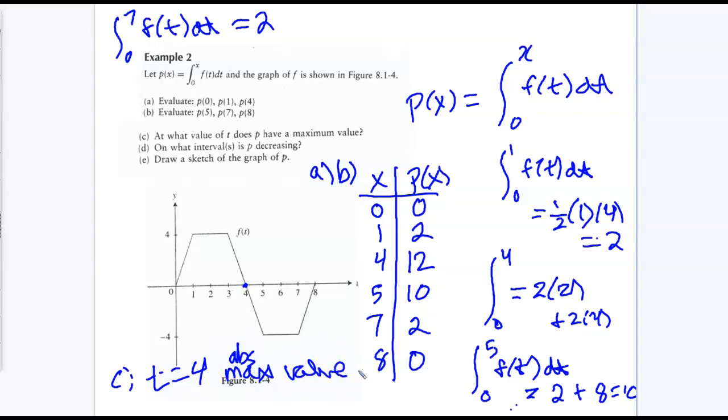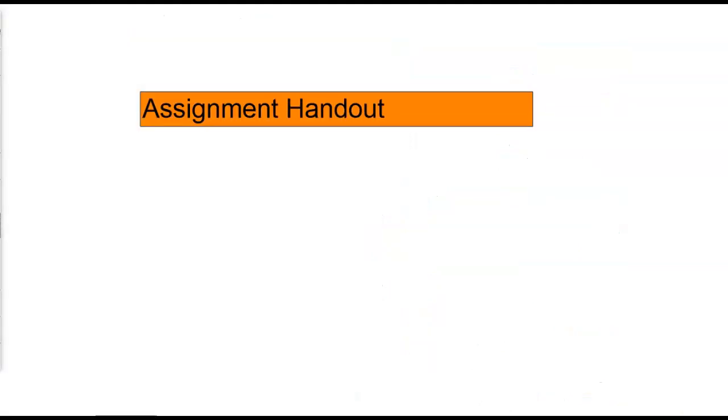Question D, on what intervals is P decreasing? So if I take the derivative of P, P prime is going to be the derivative of this integral, which is really f of x. So we want to know where P is decreasing. P is decreasing when P prime is negative, and since this is the graph of f, it's really the graph of P prime. It's decreasing when P prime is below the x-axis. So it would be from 4 to 8, because that is where P prime is less than 0.